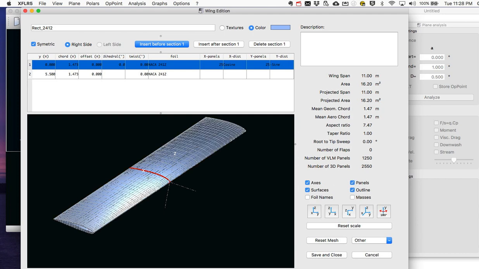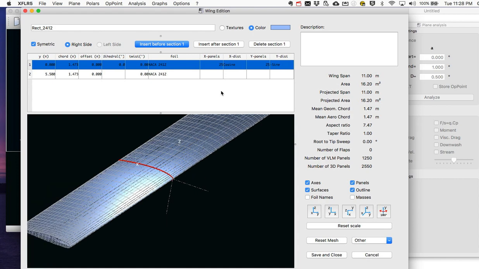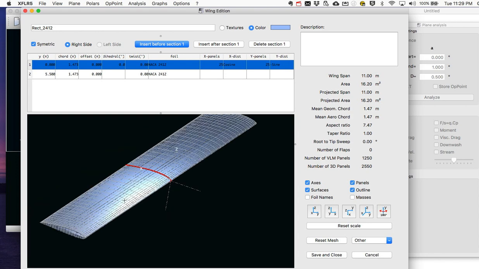You can see that they're distributed by default using in the X direction a cosine distribution, which bunches at the leading edge, bunches at the trailing edge, and in the Y direction a minus sine distribution, which has bunching at the tips and not bunching at the root. That noise you hear is my cat.